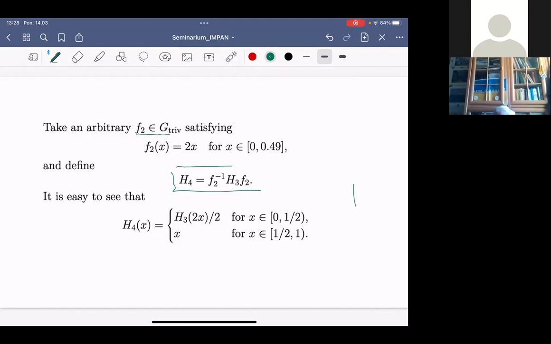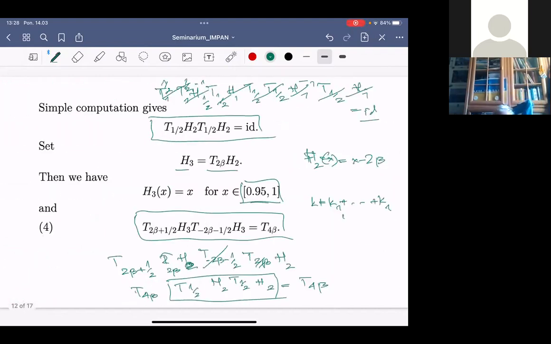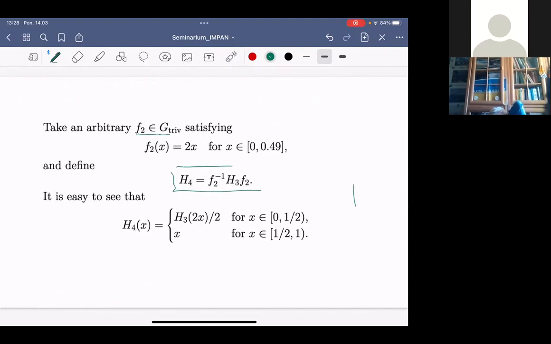This is simple. So what is done here? H3. If we take from on this interval, so we take that this is H3 2x, and again the value of this function is such that the inverse to this function is just 1/2. So this is this function.